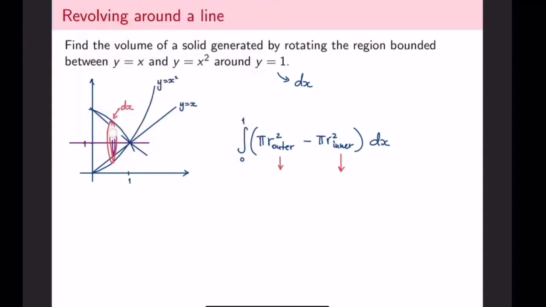Let me not erase. I'm just going to have to keep pointing. There's a lot of stuff already going on in this picture, right? So what I need is the radius of the outer disk, which is this much, right? Obviously, my outer disk rests on my parabola right here.